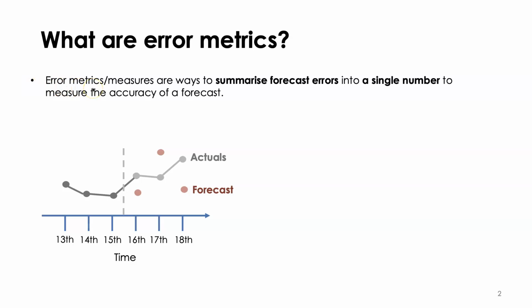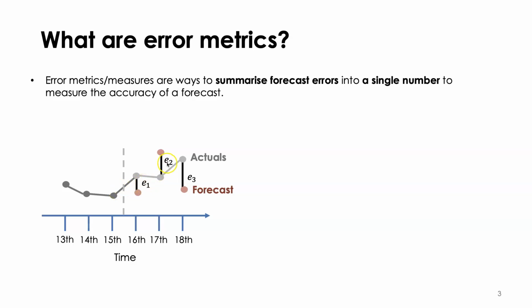Error metrics, sometimes also known as error measures, are ways to summarize our forecasting errors into a single number so that we can measure the accuracy of our forecast. So here we have a time series, and we have some actuals, and we have our forecast, and this is our forecasting horizon. And so the difference between the actuals and forecasts gives us our forecasting errors, and they can be positive or negative depending on whether we over or under forecast. And so we would like to summarize these forecasting errors into a single metric.